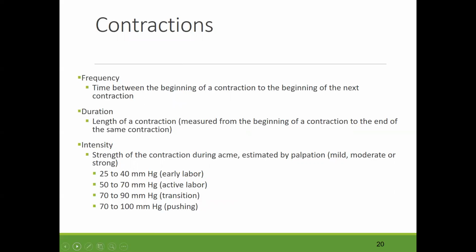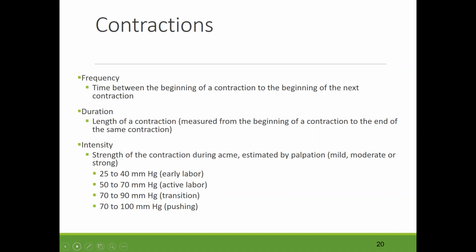So besides just looking at the numbers, you may see a nurse do this. Mild would be like if you put your finger on your nose and kind of squish your nose in, push it in. That's considered mild. That's what a mild contraction would feel like. It's kind of squishy. And then a moderate would be more like a chin. So put your finger on your chin and kind of push on your chin. It's a little bit more hard than the nose. So that'd be a moderate contraction. That's what that would feel like.